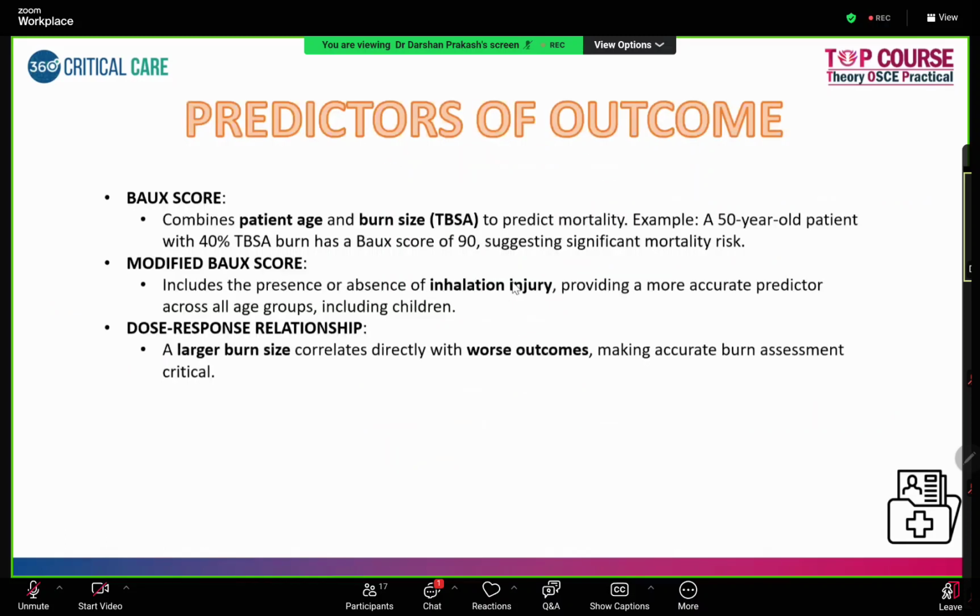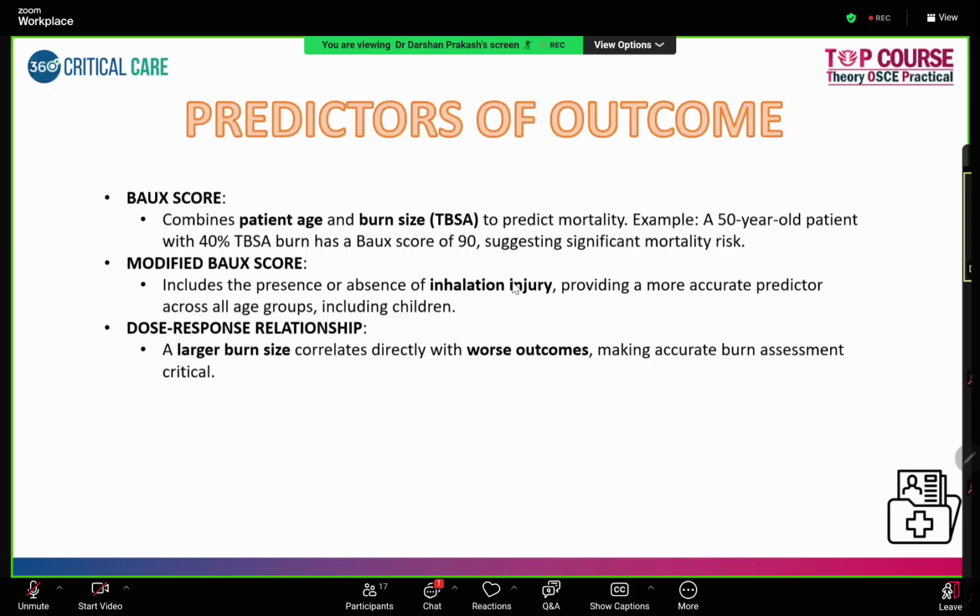Predictors of outcome. So there are many scores which are present to help us understand the outcome of a burns injury. Baux score is one of the scoring systems that have been used for a long time. So it combines the patient's age and burn size based on the total body surface area to predict mortality. For example, if it's a 50-year-old patient with a 40% burn, the Baux score is 90. Usually, it's a higher mortality risk. Okay, so a Baux score of less than 40 is considered to be safer.